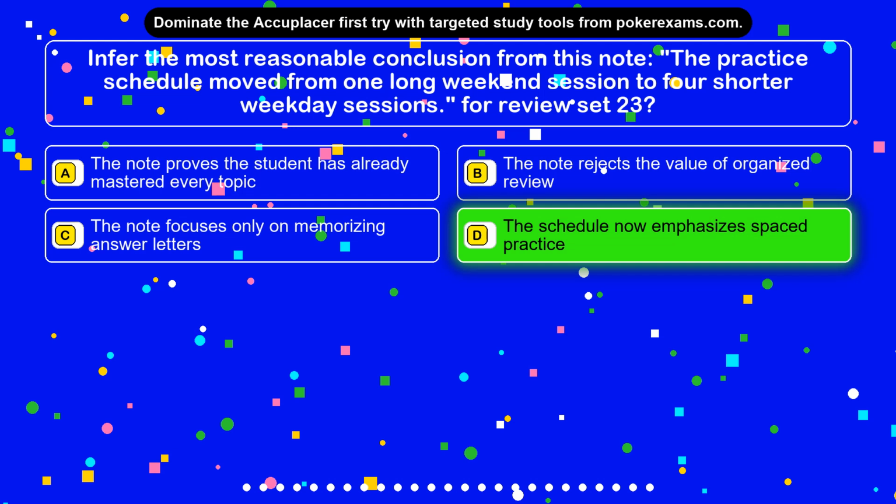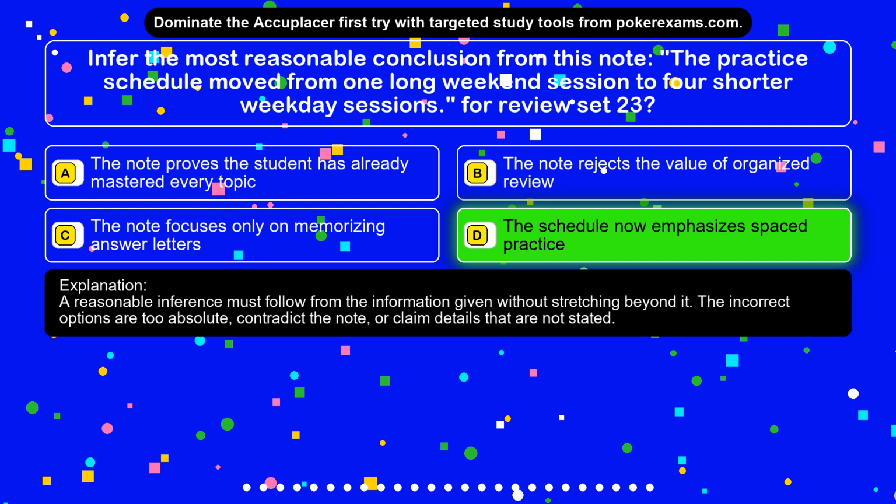The correct answer is option D. The schedule now emphasizes spaced practice. A reasonable inference must follow from the information given without stretching beyond it. The incorrect options are too absolute, contradict the note, or claim details that are not stated.